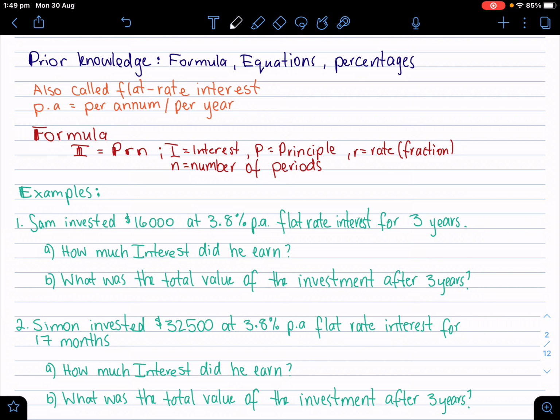Now, in all of our questions that we will be doing moving forward, we're going to use the formula I equals PRN, where I is interest, P is the principal or the original amount that we have, R is the rate, and we always write this as a fraction, and some textbooks will say write it as a decimal, it's the same thing, and N is the number of periods. So let's jump straight into the examples that we have here.